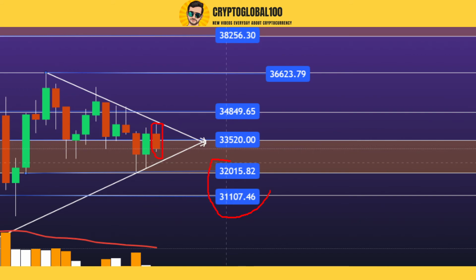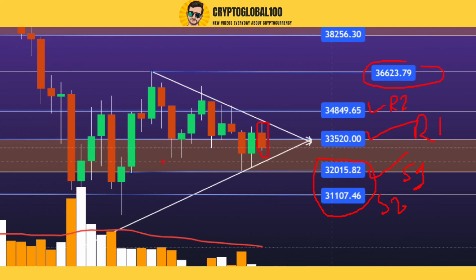This one, 32,015, and 31,107. So these are the key areas right now. This is support 1, this is support 2, and on the upside 33,520 would be our resistance 1, 34,849 is the major one, the major resistance in this range, and 36,623 is also another major one, because it has been tested only once.